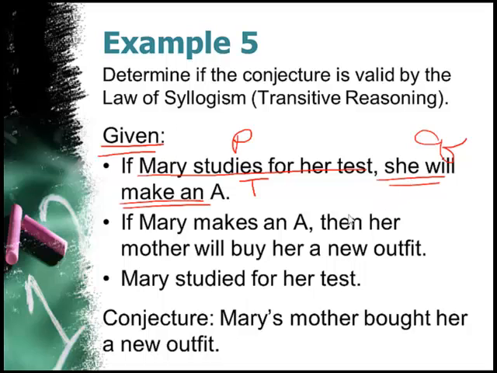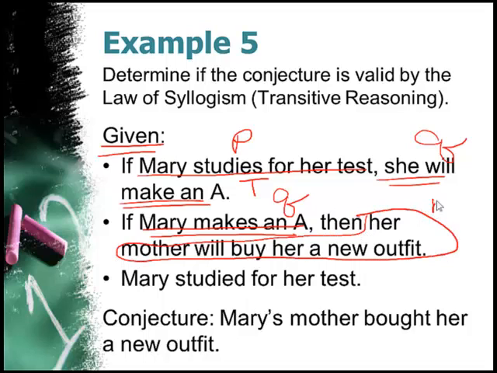That's okay. Then, if Mary makes an A, hey, we said that already. That's our Q from before. Then her mother will buy her a new outfit. That's R. Okay? So we find out it's true that Mary did study for her test. So that means I can assume then that she'll make an A and that her mother will buy her a new outfit. So the conjecture is R.